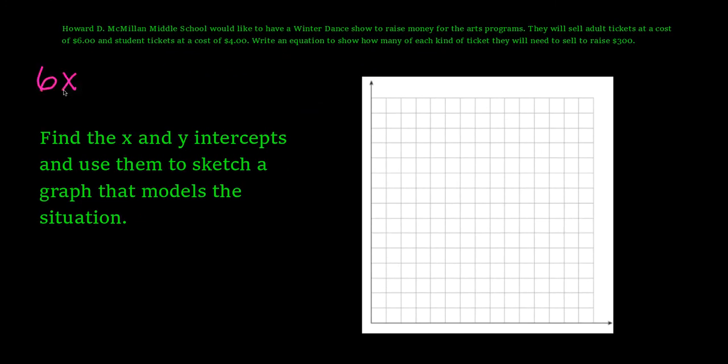So we had 6x plus 4y equals 300. Find the x and y intercepts and use them to sketch a graph that models the situation. So take a moment right now. Try to find the x-intercept and the y-intercept, and in your notebook, try to sketch yourself a little graph. It doesn't have to be perfect, but do your best to sketch a graph so that we can use that graph to interpret the situation. Go for it.